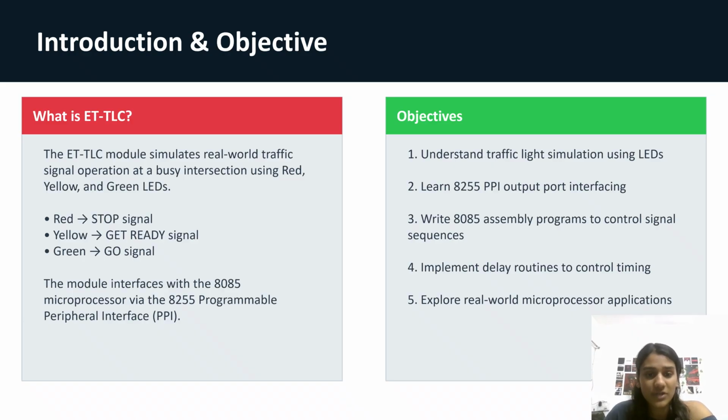Now, coming to the objective of this experiment. First, to understand how traffic light systems can be simulated using LEDs. Second, to learn how the 8255 PPI is used for output port interfacing. Third, to write an 8085 assembly program to control the sequence of signals.